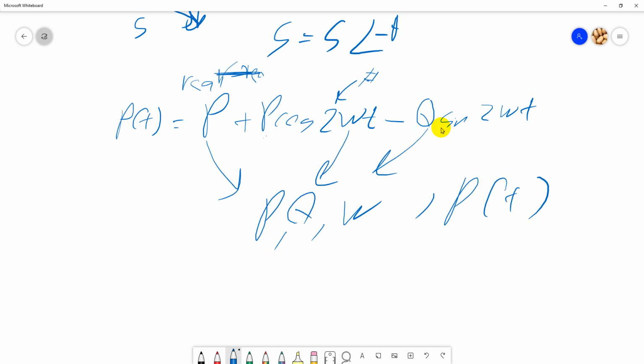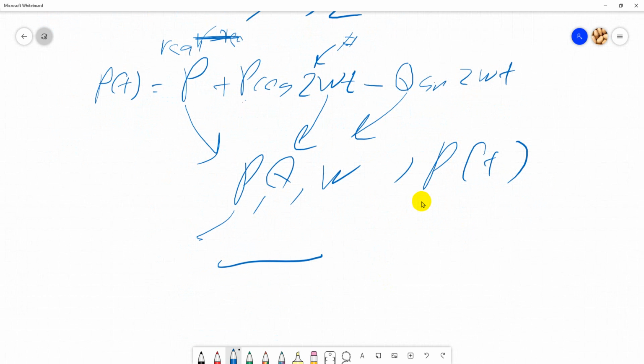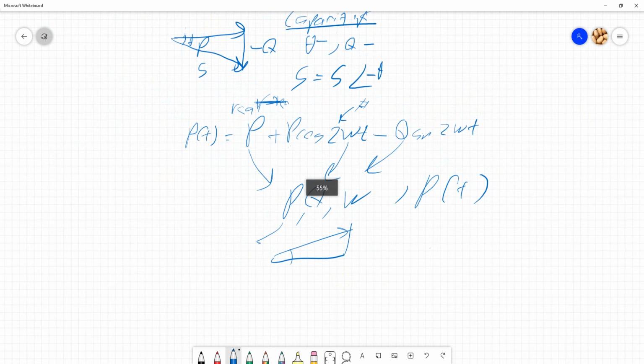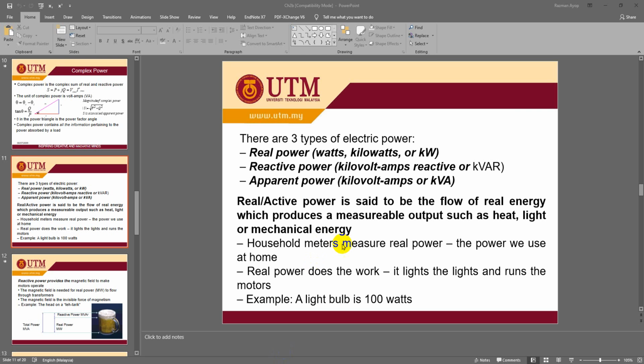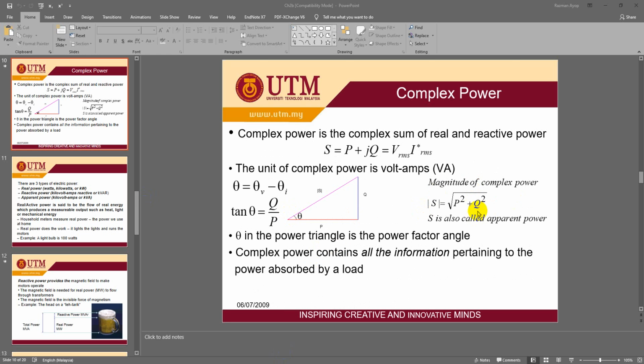Okay, from this you can draw the triangle waveform, triangle power. So if the Q is positive, you have to know how to draw it again from this equation. And the theory is also you need to know. Okay. This one also don't forget.